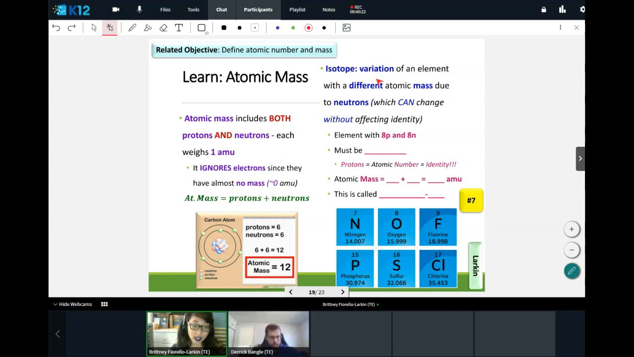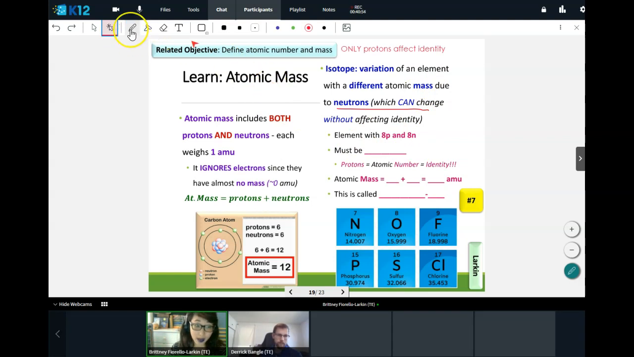The only thing that can affect identity, though, is what? Tell me in the chat. Protons, neutrons, or electrons. What is the only thing that affects identity? We just talked about this when we were talking about hydrogen and helium. I see Tara in the chat. I see Rosa, Jordan. Yeah, so only protons affect identity. So again, we can change other stuff. We can change the number of neutrons, which will change the mass, but it's not going to change the identity. That's what's called an isotope. It changes the mass, but not the identity.